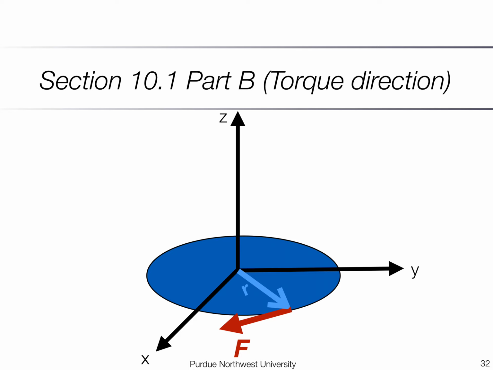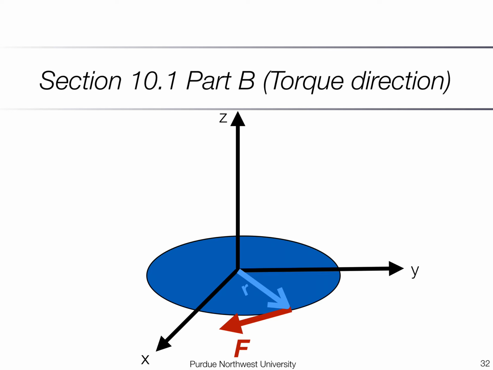Okay, hi everybody. We are continuing on with section 10.1 of chapter 10. This is the torque section, and this is part B of my lecture on torque. In part A, we talked about how to calculate the magnitude of torque, and in part B, we are going to figure out how to figure out the direction of torque.